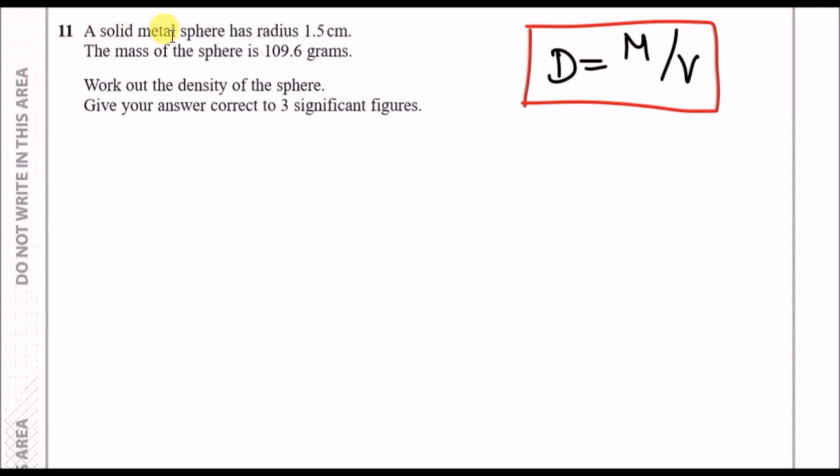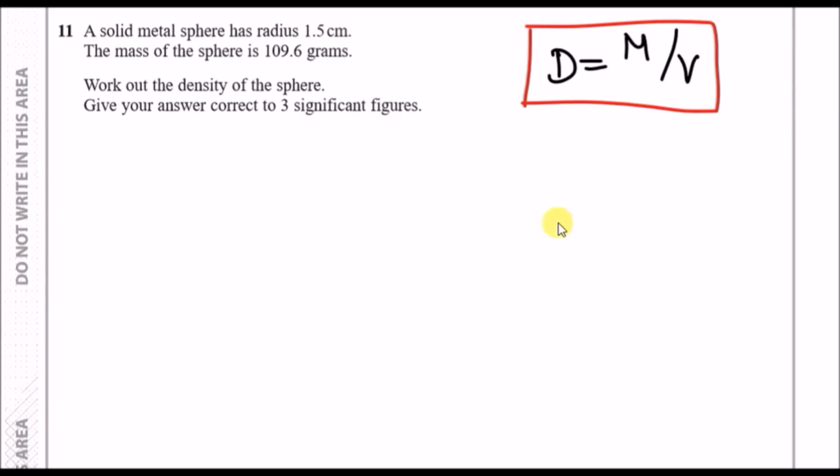So a solid metal sphere has a radius 1.5 centimeters. The mass of the sphere is 109.6 grams. Work out the density. Okay, straightforward, yeah? Unfortunately you're not given the density formula, so I'd recommend you put this in your formula books right now, which is density equals mass by volume.